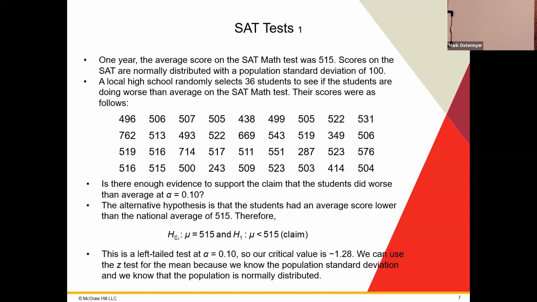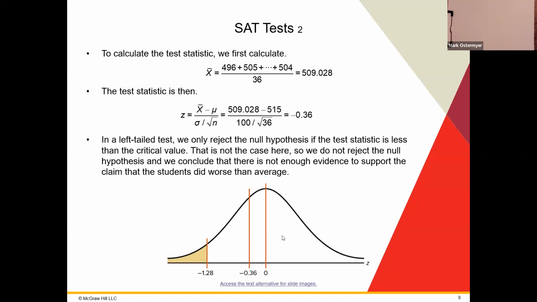So the claim is not being supported here, ladies and gentlemen, because we failed to reject the null hypothesis here. And again, we fail to reject the null hypothesis because our test statistic, which is negative 0.36, does not fall in this lower tail rejection region, because negative 0.36 is not less than negative 1.28, our critical Z value, but it's greater than negative 1.28. It's just making sense why we fail to reject the null here. We could not reject the null hypothesis here.